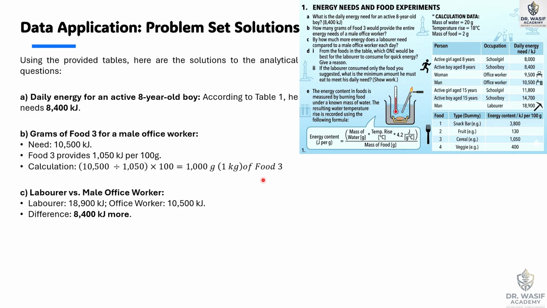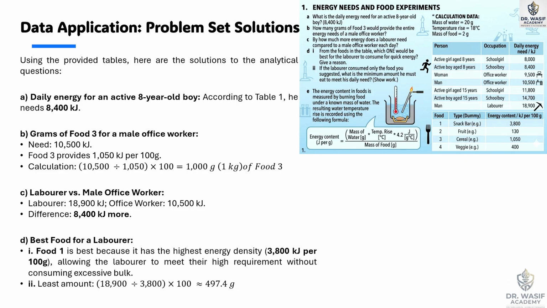Now question C asks for a comparison: how much more energy does a laborer need than an office worker? We take the laborer's massive requirement of 18,900. Here it is, male laborer requires 18,900 kilojoules, and then we subtract the energy requirement of an office worker, that is 10,500 kilojoules. Then the remaining is 8,400 kilojoules more. It means a male laborer requires 8,400 kilojoules more energy than a male office worker.